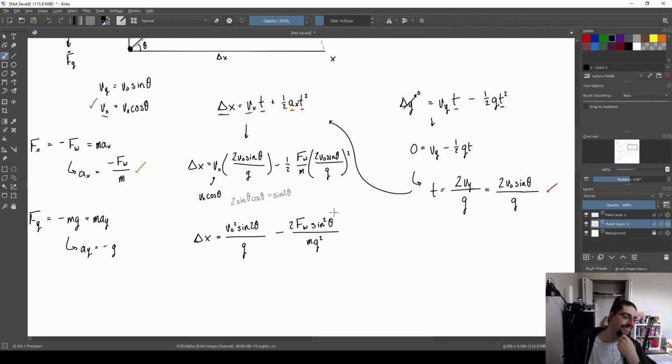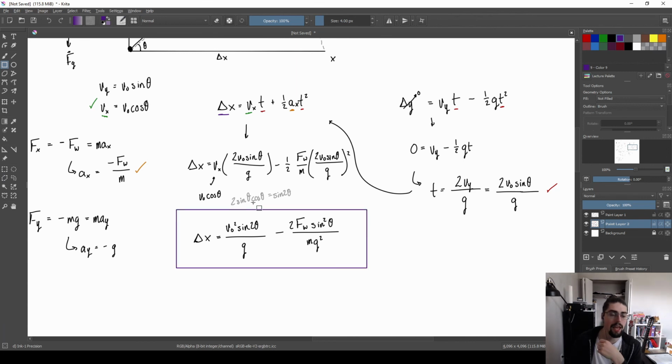Yikes. That's not so kind. And I'm going to tell you right now, that's not going to simplify too much more than that. I'm happy to leave that expression right there. So that is my range when we have a headwind blowing against us. This is not even considered drag, right? This is just considered, we've got a windy day, not considering air resistance.